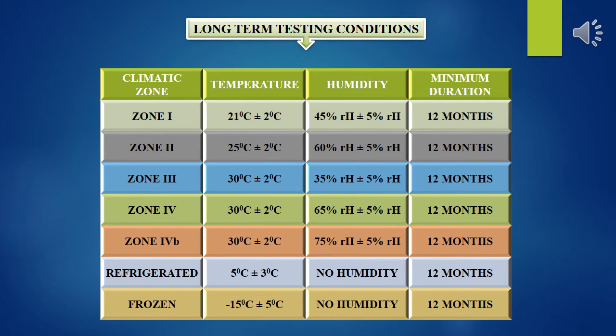Likewise, different temperatures and relative humidities are given for different zonal regions where stability studies are carried out. That is for 12 months. Long term represents 12 months. Minimum duration is 12 months. Maximum, we can extend according to the stability of the drug product or drug substance.